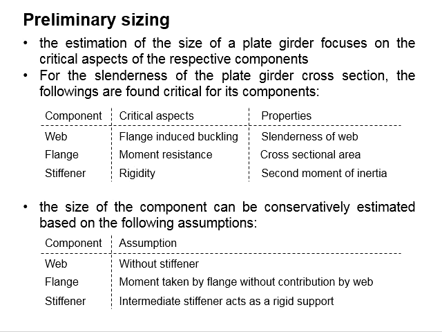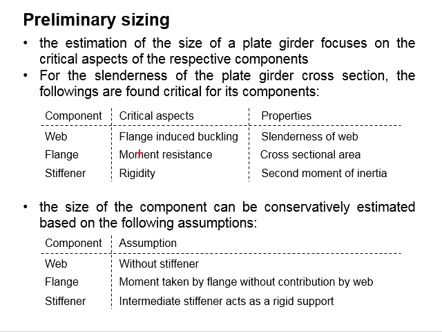Sizing. The estimation of the size of a plate girder normally focuses on the critical aspect of the respective components. Due to the slenderness of the cross-sections of the plate girder, the following are identified to be critical. For the web, the critical aspect is the flange-induced buckling. It is related to the slenderness of the web.